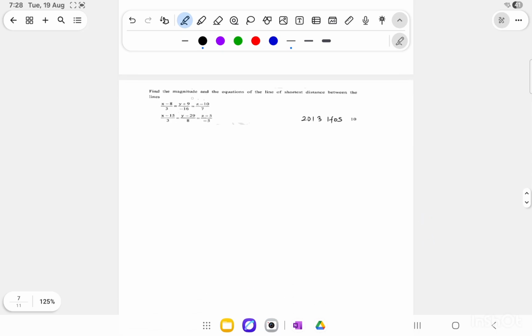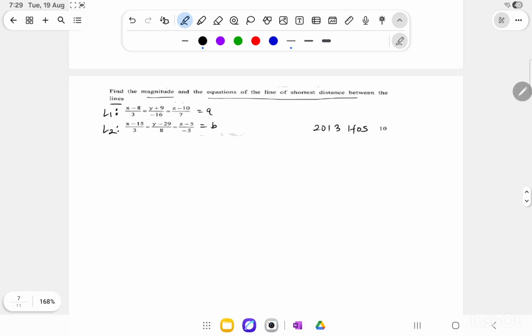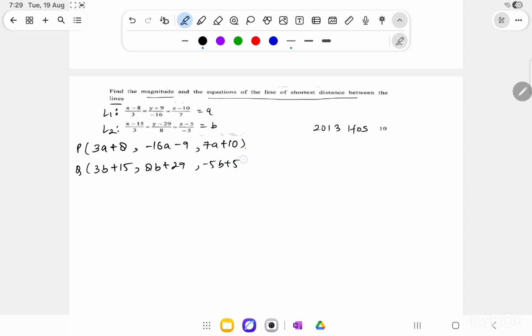So the next question is, find the magnitude and equation of the line of shortest distance between the given lines. Let me name this one L1 and this one L2. We can find an arbitrary point lying on L1 and L2. Let the arbitrary point on L1 be P, so it will be 3a plus 8, minus 16a minus 9, and 7a plus 10. And the arbitrary point on L2 will be 3b plus 15, 8b plus 29, minus 5b plus 5.